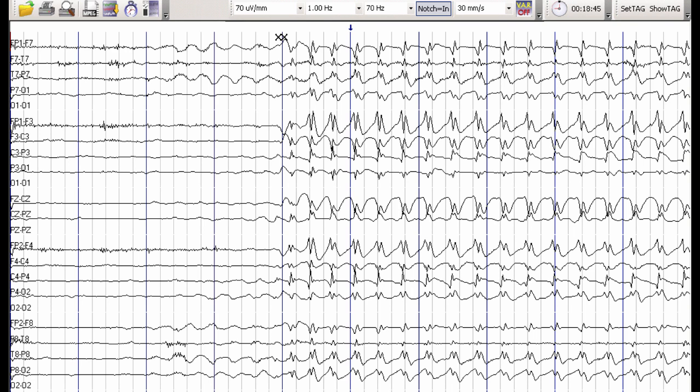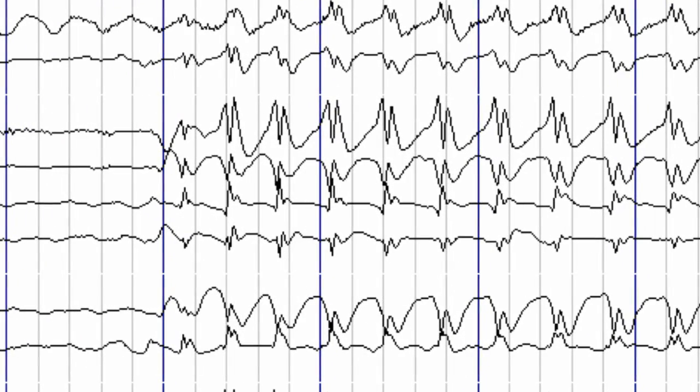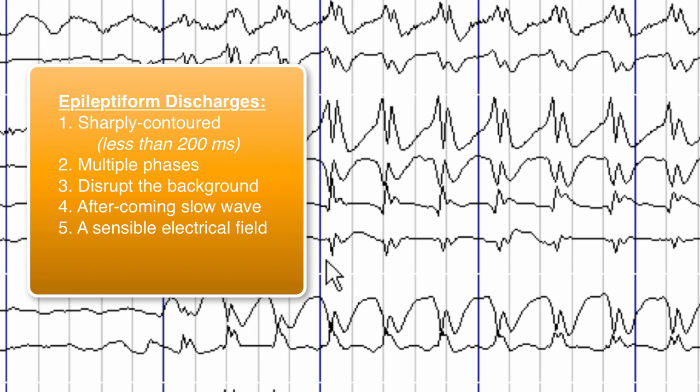On first blush, you can see that the discharges appear to involve most of the head, and therefore we would call this a run of generalized epileptiform discharges. All of the same rules that we saw with focal epileptiform discharges apply, however. If we zoom in on the left central region, we can see that these discharges are sharply contoured. There is clearly a disruption of the background. There are multiple phases. There are large high voltage aftercoming slow waves.